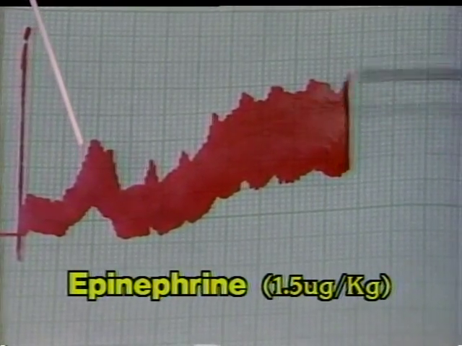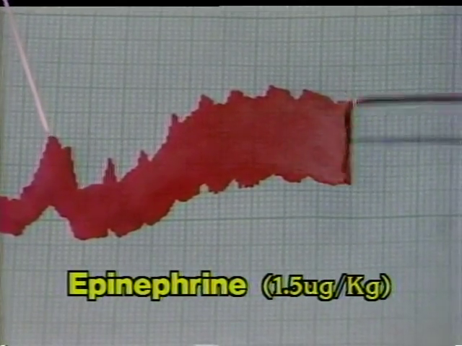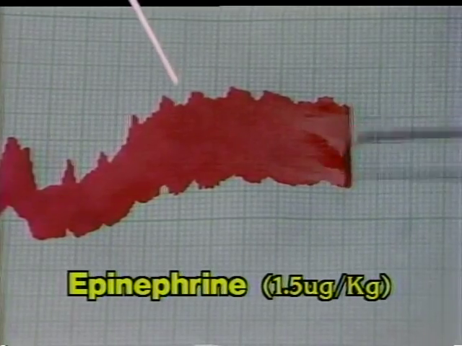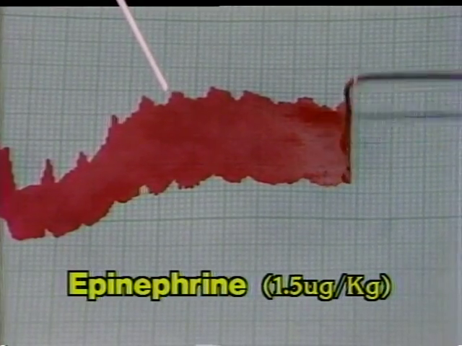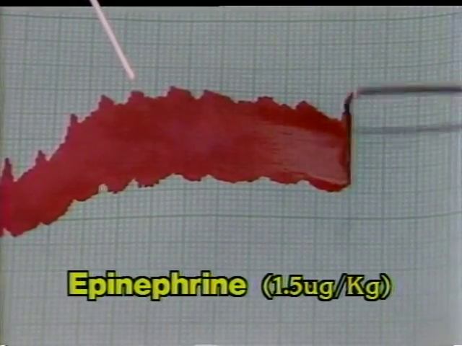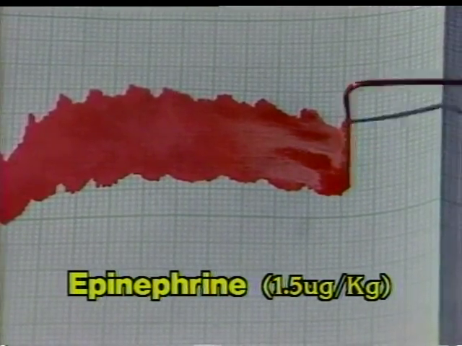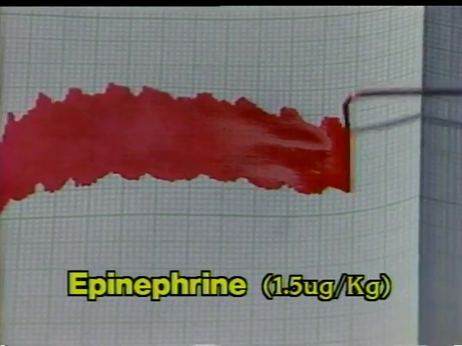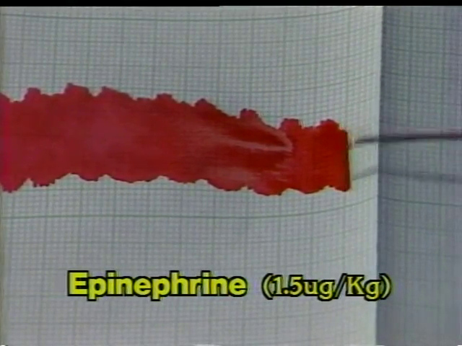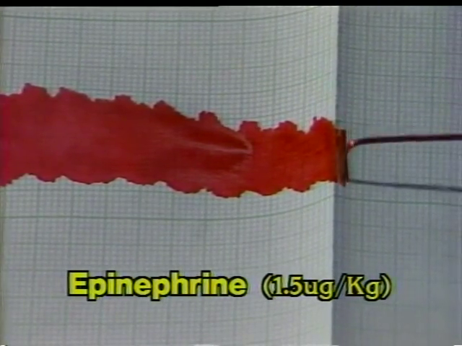The initial response we see is due to an increase in the force and rate of contraction mediated by beta-1 receptors in the heart. This is followed by a marked increase in blood pressure due to the overriding effect of the alpha-1 and alpha-2 receptor mediated vasoconstriction, which outweighs the beta-2 mediated vasodilatation. Note also the marked slowing of the heart due to the increase in blood pressure. This is mediated through the reflex effect through the baroreceptor center.